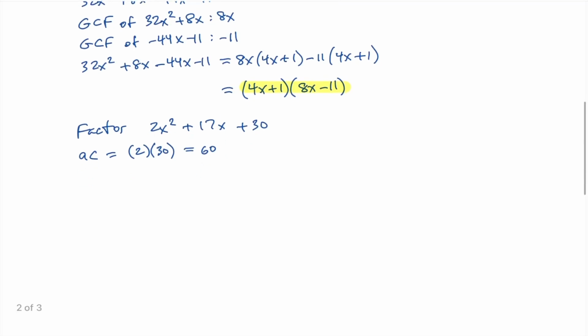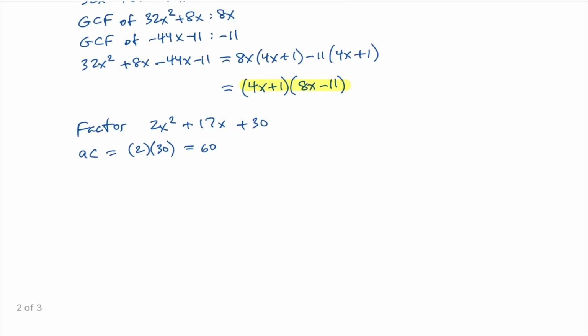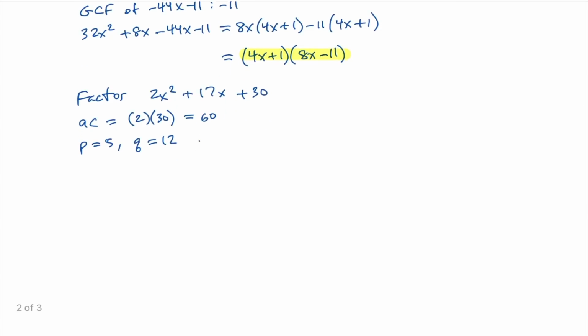So we need factors of 60. We multiply to get 60, of course. Then we need to add them and get the 17. And so this is going to be P is 5 and Q is 12. So just keep dividing 60 by, first, we can do 1 and 60. You can do 2 and 30. You can do 3 and 20. And you'll get to 5 and 12. Okay, and so P plus Q equals 17.